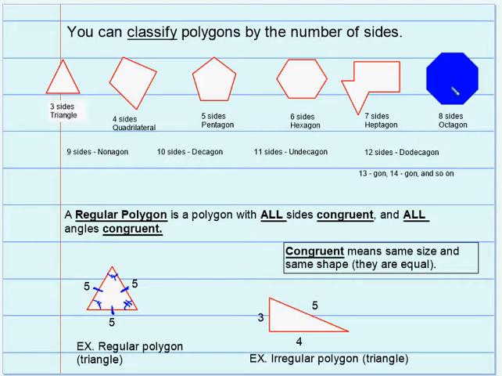Now this octagon doesn't need to be filled in. It's just that I had a picture that was filled in, and so that's the one that I used. Continuing our pattern here, we went through 8, so we have 9 sides, nonagon, 10 sides, decagon, 11 sides, undecagon, and 12 sides, dodecagon. After that, we just name the number of sides and then put gon with it. So it's a 13-gon, a 14-gon, and so on. So if we had 58 sides on a polygon, we would call it a 58-gon.